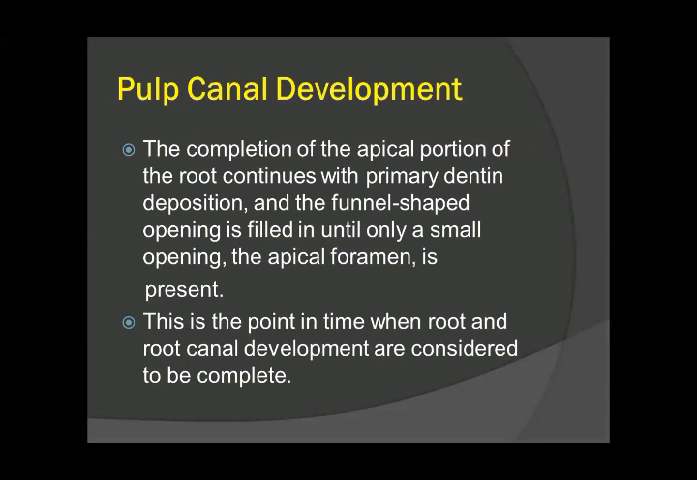The completion of the apical portion of the root continues with the primary dentine deposition, and the funnel-shaped opening is filled in until only a small opening, the apical foramen, is present. This is the point in time when root and root canal development are considered to be complete.